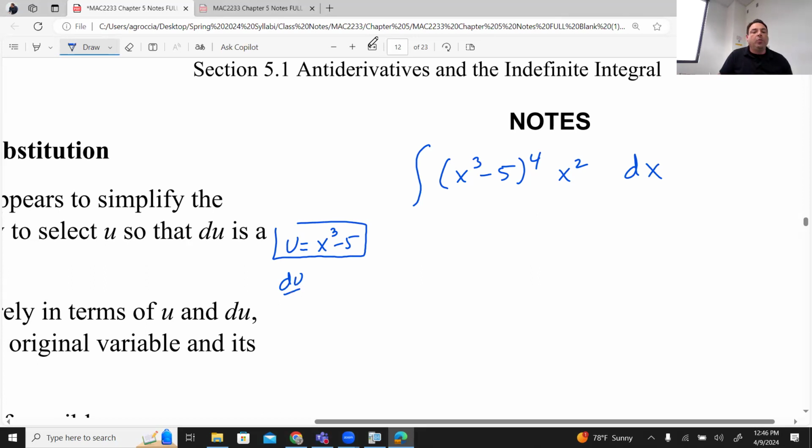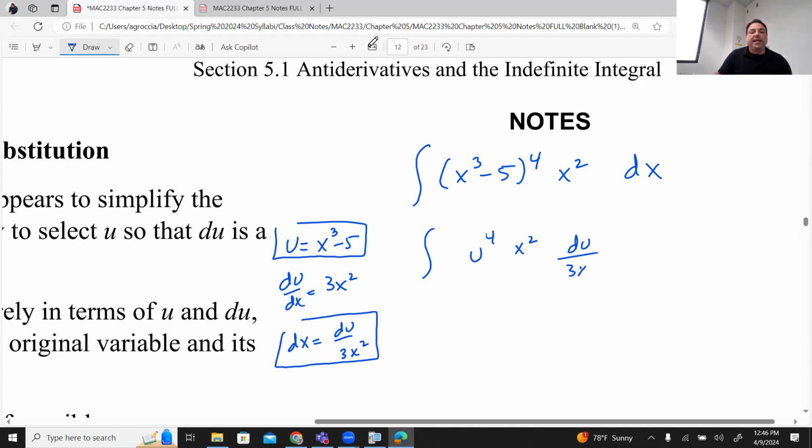And number two, when you take the derivative, you get 3x squared. x squared, x squared. There's a 3 there. We'll talk about that. So when we solve for dx, we get dx equals du over 3x squared. So let me do the substitutions, then we'll pause. So we're going to take the integral. This will be u to the 4 x squared du over 3x squared.